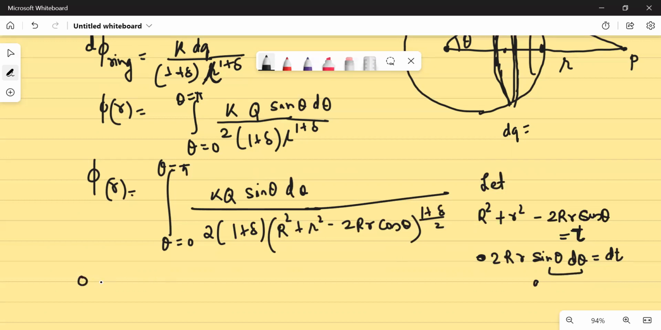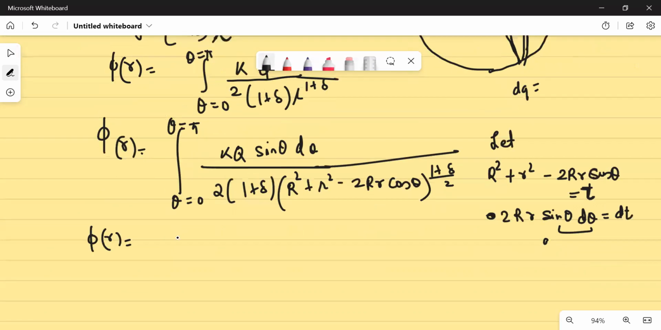So I will write phi as a function of r. Forget about theta right now, I'll change all these things in theta later on. But this will be like k capital Q, and sine theta d theta I can write as dt upon 2 capital R small r. Then again I have this.